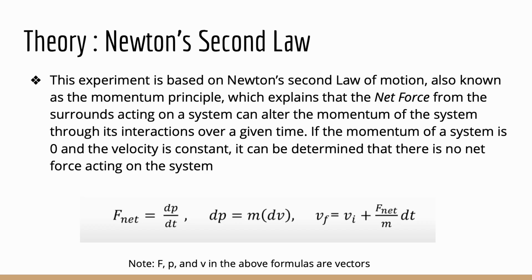When F net is equal to zero, the final velocity is equal to the initial velocity over a given interval of time. It is important to note that the variables F, P, and V in these formulas are vectors, meaning they have both magnitude and direction.